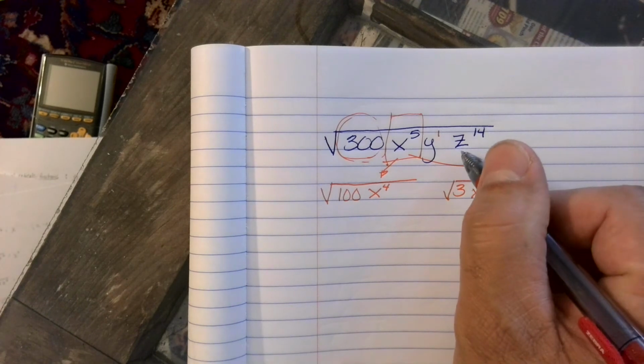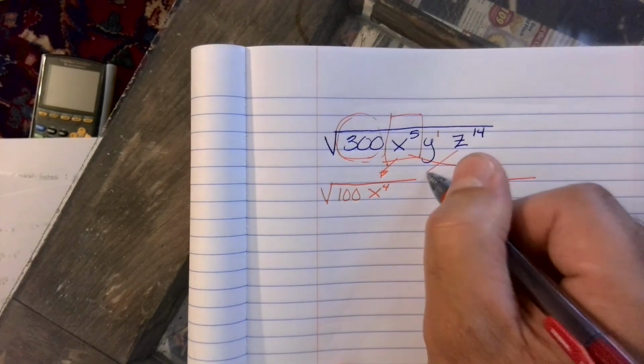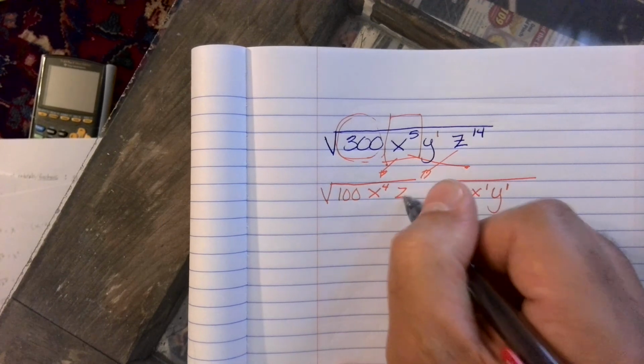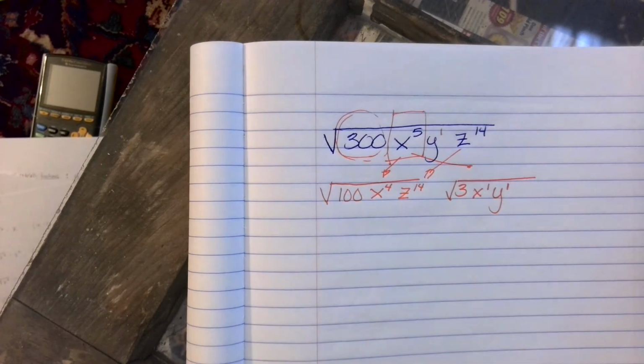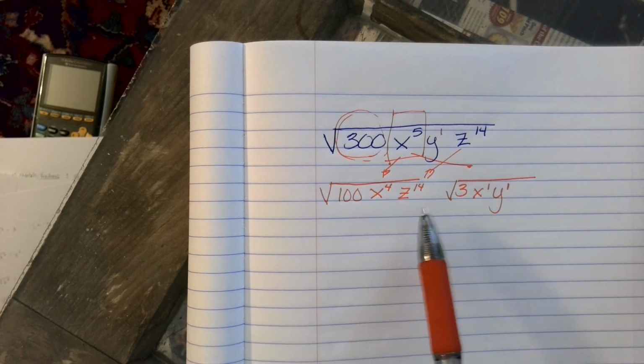And then lastly, we have z to the 14th. Is that a perfect square? Yeah, that is a perfect square, so I don't have to break it up. I could just put z to the 14th over there. So now if we look, we have all perfect squares: 100, x to the 4th, and z to the 14th.